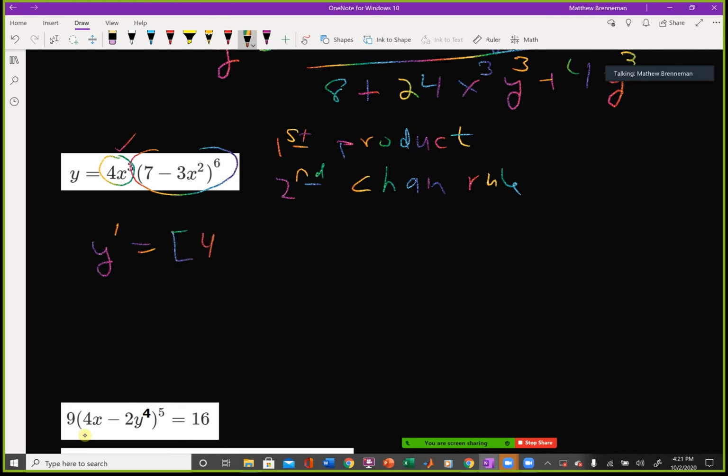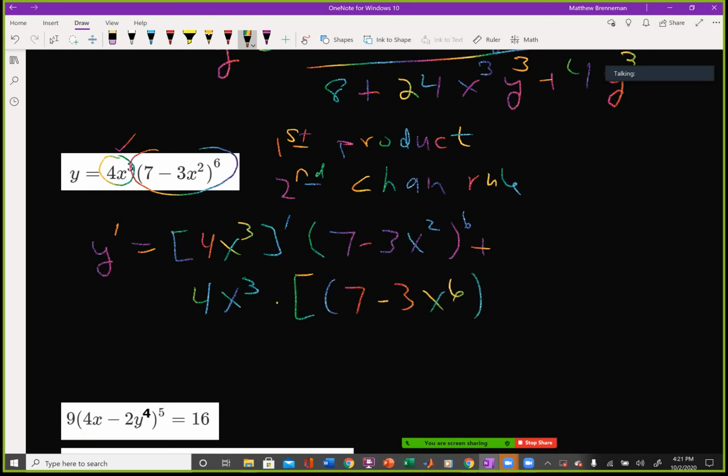I'm going to have the derivative of 4x cubed, and of course I leave that guy alone, plus 4x cubed times the derivative of this, raised to the 6th, derivative of, okay?